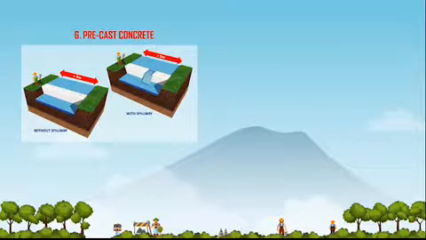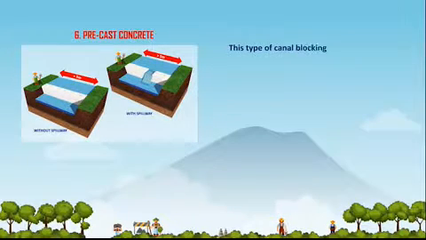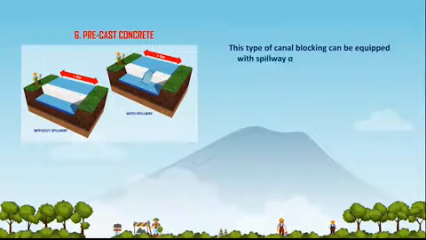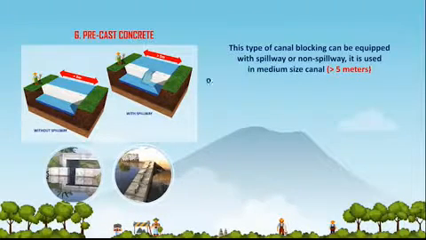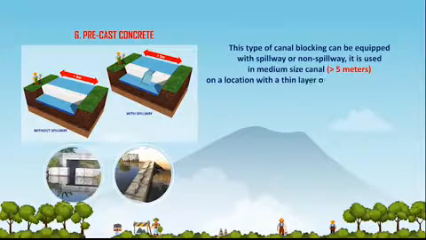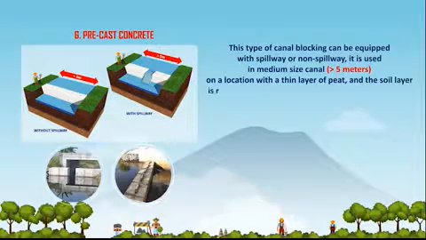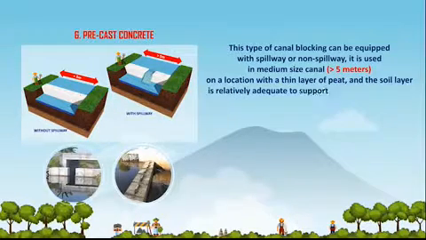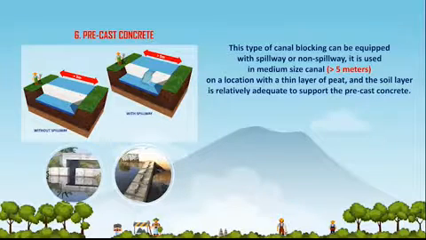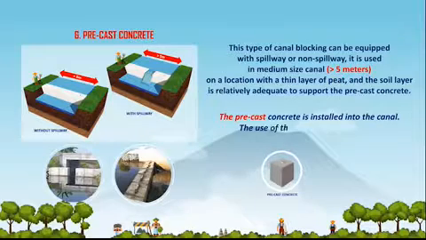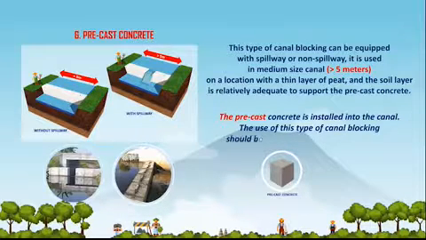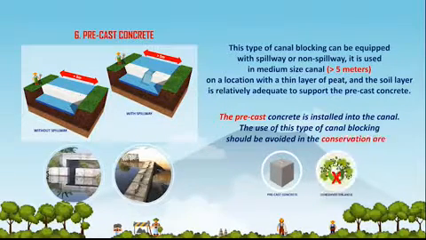Precast concrete. This type of canal blocking can be equipped with spillway or non-spillway. It is used in medium-sized canals more than 5 meters on a location with a thin layer of peat, and the soil layer is relatively adequate to support the precast concrete. The precast concrete is installed into the canal. The use of this type of canal blocking should be avoided in the conservation area.